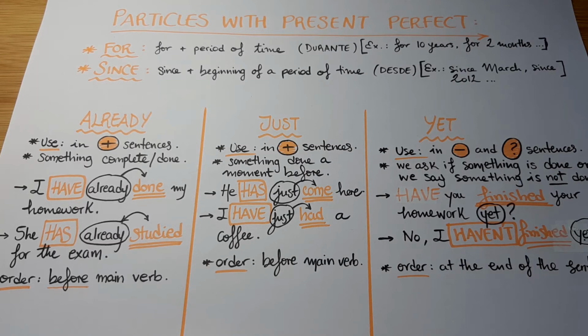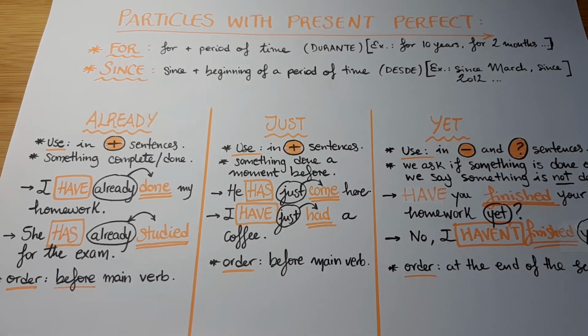So let's say that for as a translation has durante and since is desde, okay? Durante 10 años, durante 2 meses, and since would be desde marzo, desde el 2012. That can ease the things to use it.